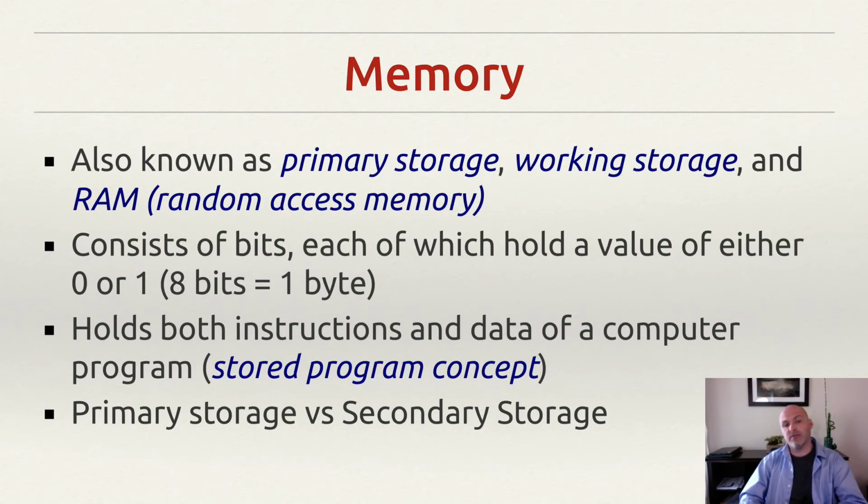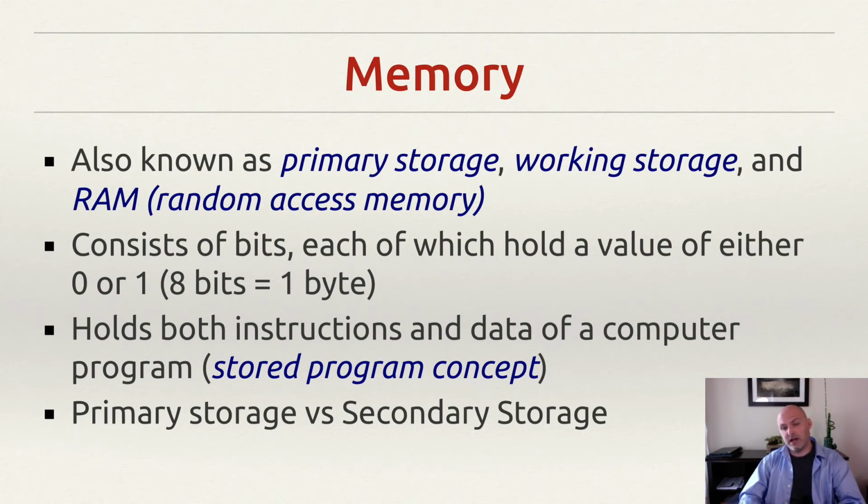So you're talking about information in RAM. You're talking about those instructions and data that you're actively using. Secondary storage is information that is not directly accessible by the CPU. So you can think about this as your hard drive.